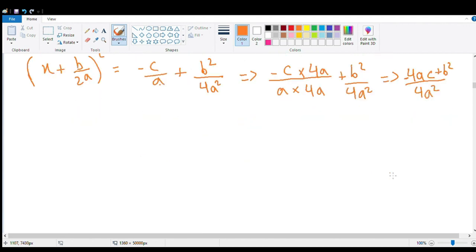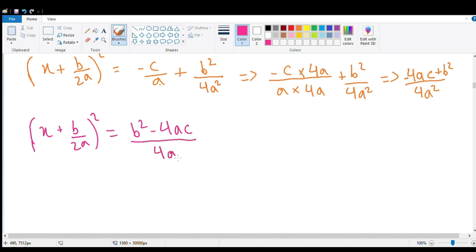Okay, drop it down. So now we're going to get, okay, let's choose another color. Let's choose pink. So we're going to write this as it is. So again, right over here, (x plus b over 2a) squared equal to, we're just going to switch both of these places. So b comes at the starting, so it's like b squared minus 4ac over 4a squared.